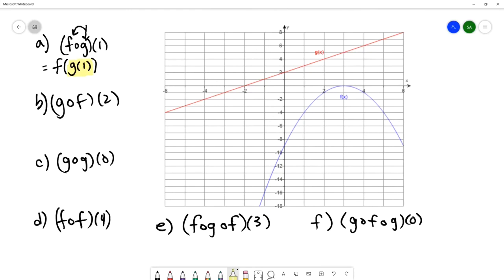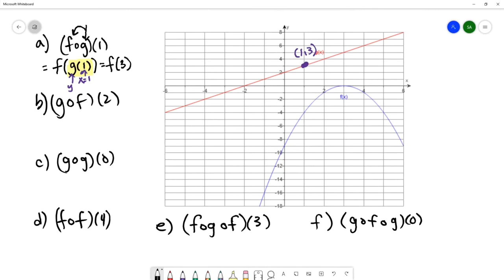These symbols, G of 1, tells me that x is equal to 1, and I'm looking for G of 1, which is I'm looking for the y value. So on the graph of G, I'm looking for an ordered pair that has x equal to 1. So right here is where we have the point, the ordered pair 1, 3. So I know that G of 1 is equal to 3. So I'm going to replace that G of 1 with 3.